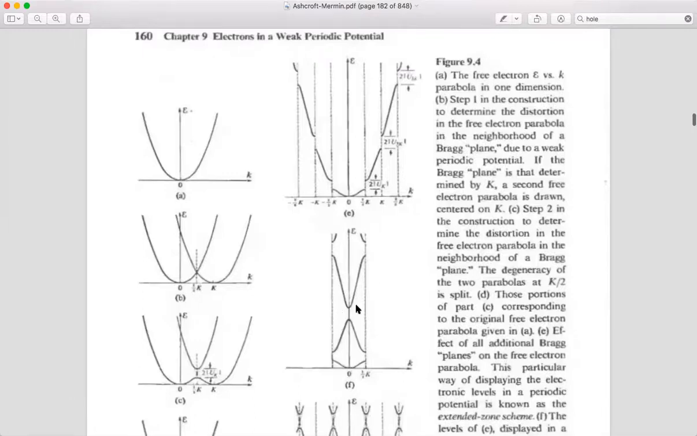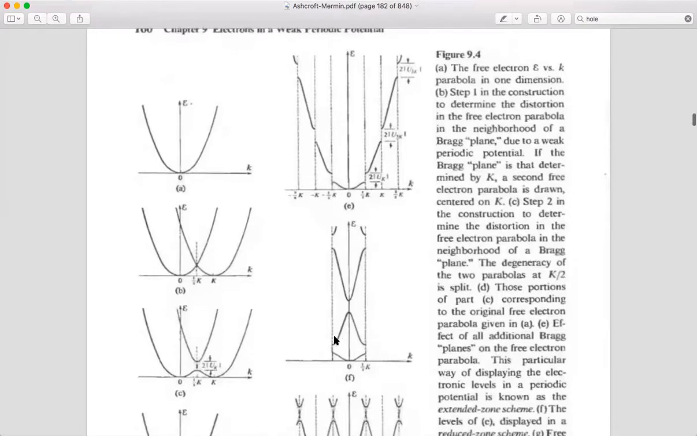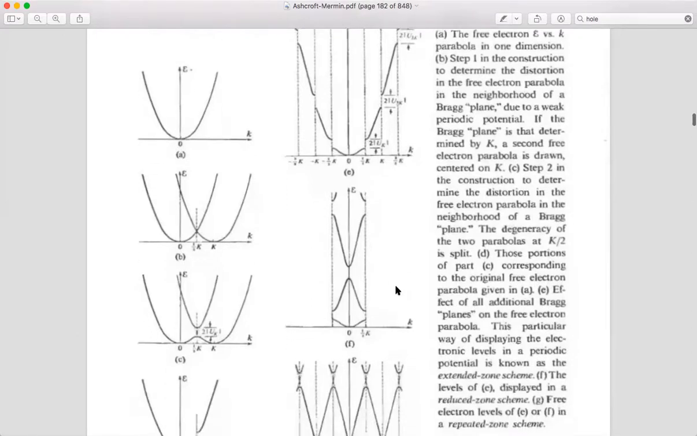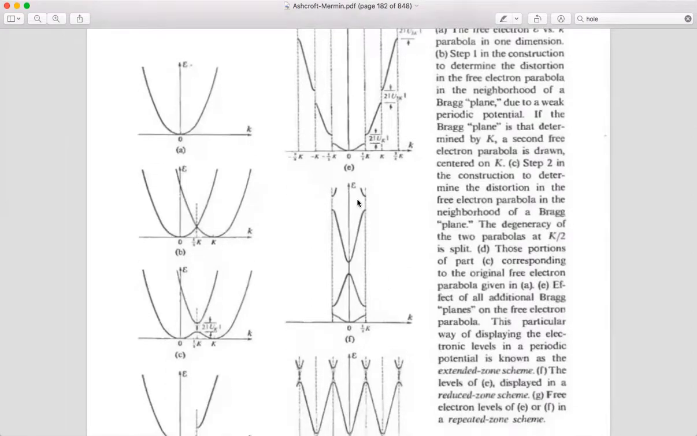So what I get, this branch is this one. The one above this one would give me this branch. This one and this one would give me this branch, and so on. So eventually what I get is, this is my first band, this is my second band, this is my third band, this is my fourth band, and so on. So I'll get this within the first Brillouin zone.